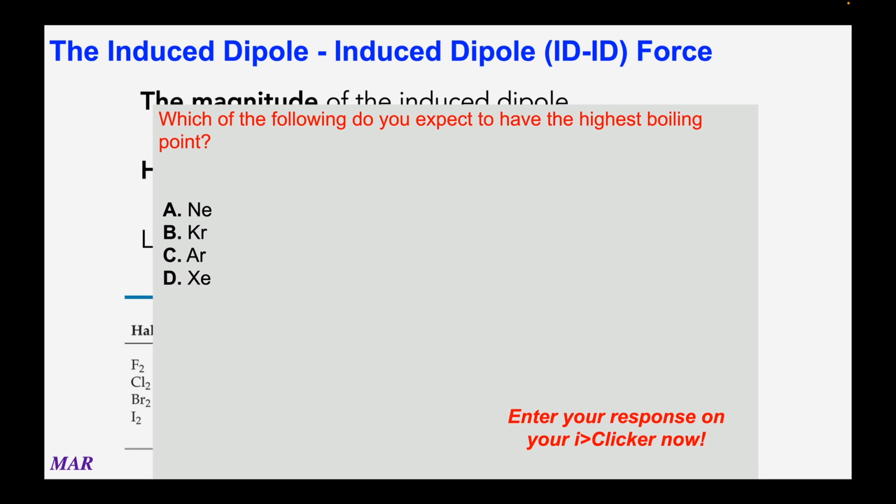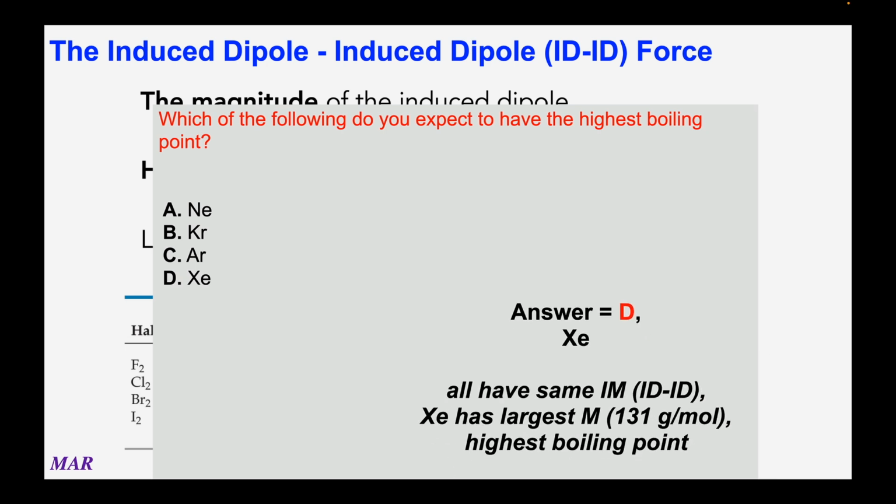However, what I would do is I would pick answer D, because xenon is the highest molar mass of those 4 gases, so it should be the highest one and able to induce a dipole on it. So again, if you have to guess, if they're all the same intermolecular force, the highest boiling point will probably be from the biggest molar mass.